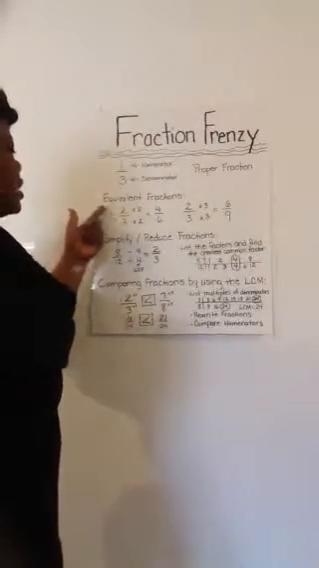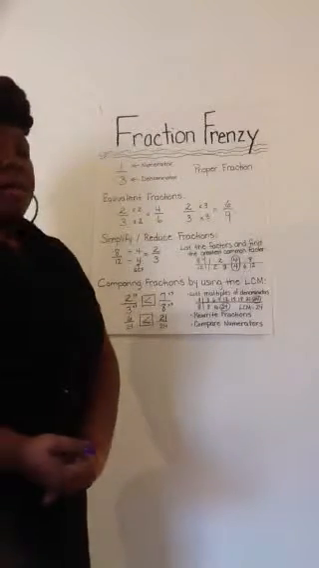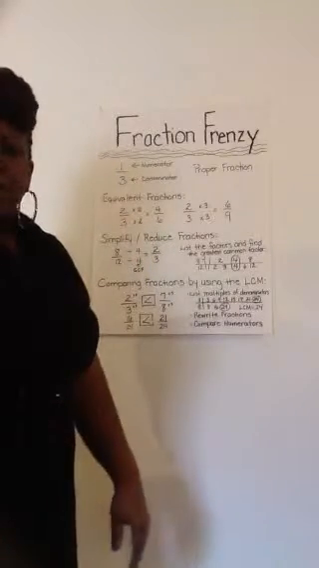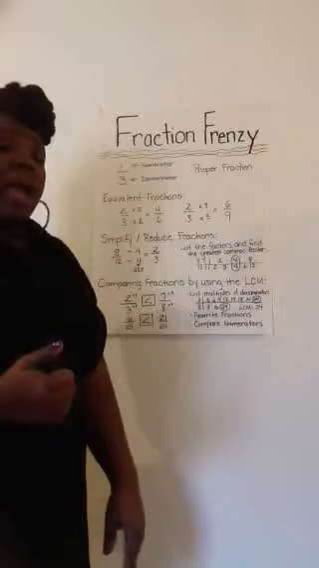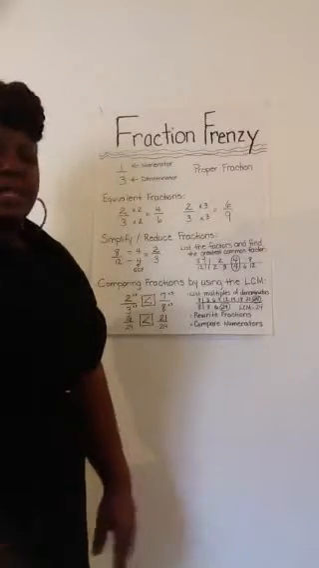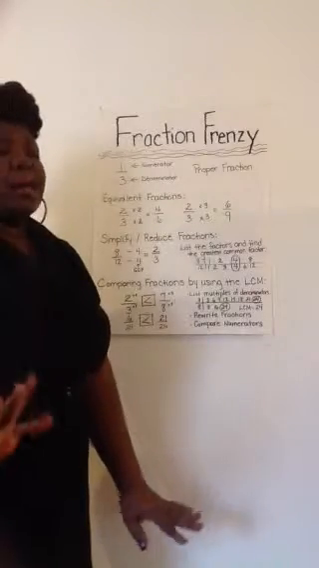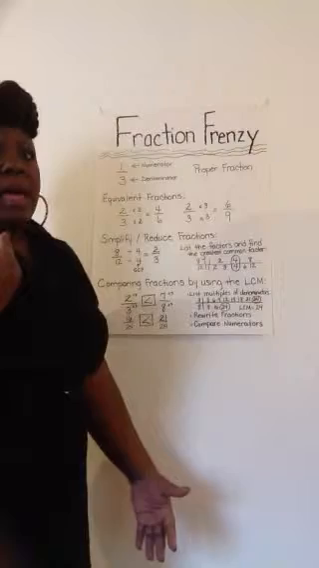Taking our fractions, let's talk about making equivalent fractions. We did that last week. In order to write an equivalent fraction, you've got to multiply both the numerator and the denominator by the same digit. It doesn't matter what the digit is. But for me, I like to choose smaller numbers just because it's easier for me to do in my head.